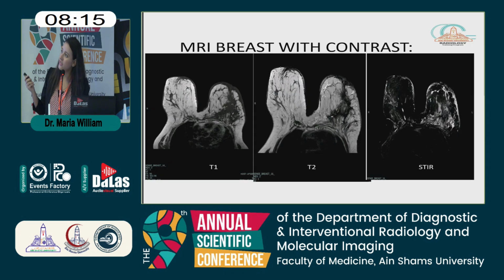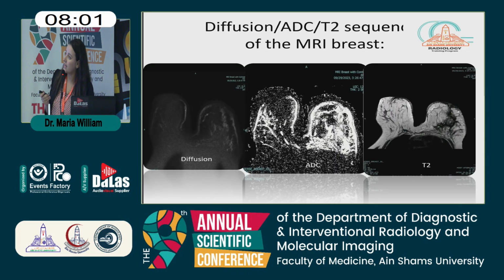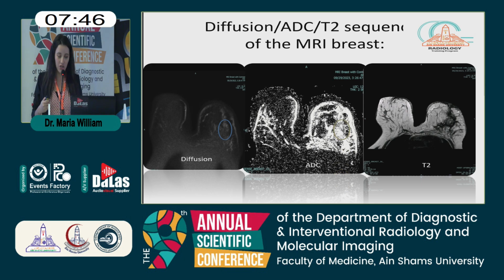We will start with the conventional images T1, T2 and STIR. As we can see, an area of intermediate to low signal in T1 and T2. And then we will see one of the most important sequences in conventional MRI, the diffusion and ADC. Here we can see an area of true diffusion restriction.